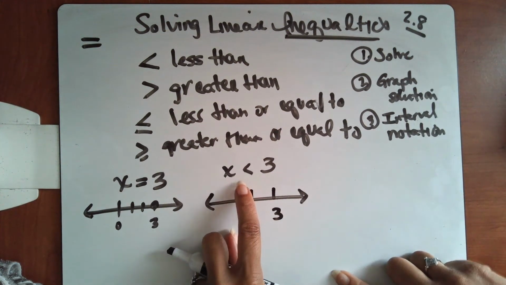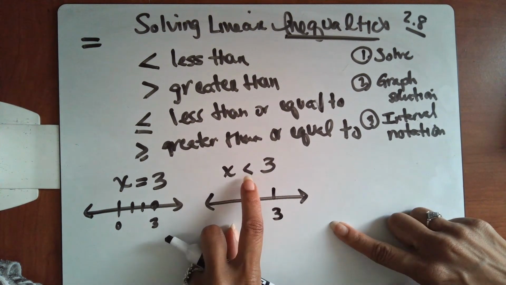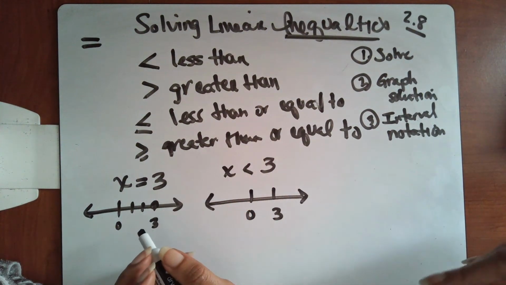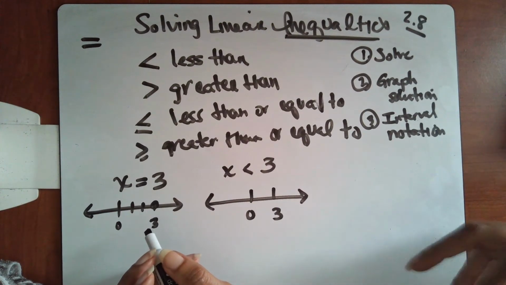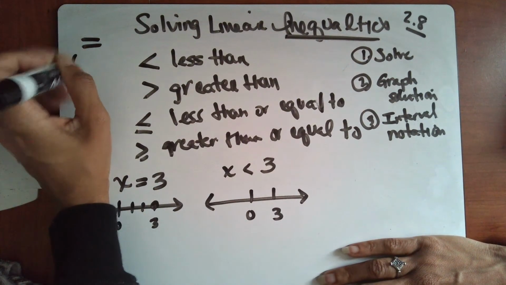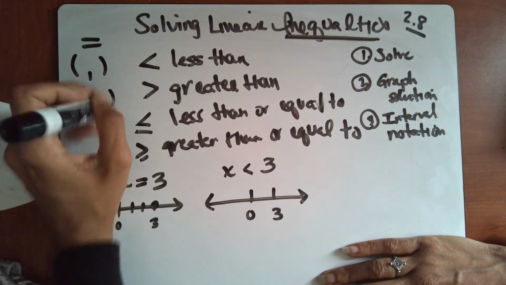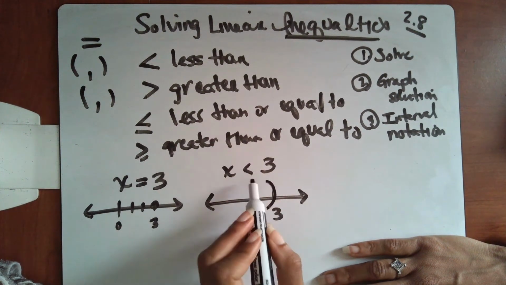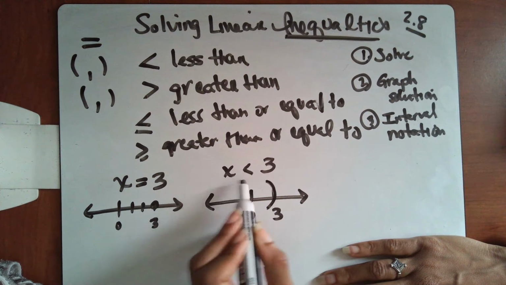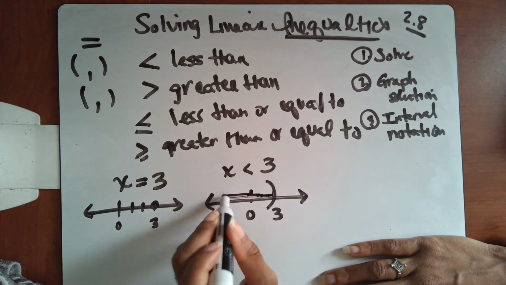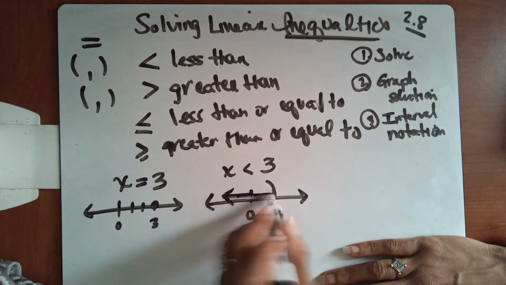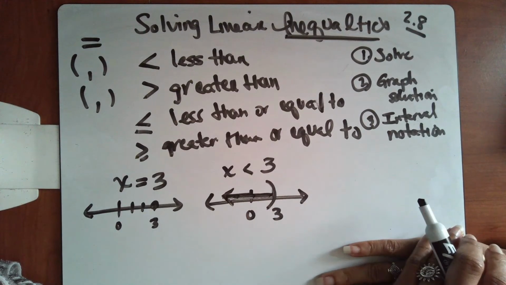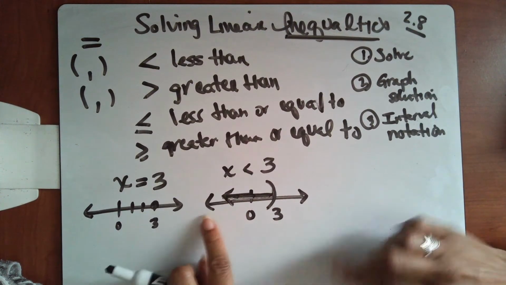When your inequality symbol is a less than, we are going to use what we know as parentheses. Some people use open or closed circles, but when you're doing less thans, you're going to do parentheses. So a parenthesis at 3, and the values that are solutions are all the numbers that are less than 3. You shade, or draw an arrow to, everything that's less than 3.